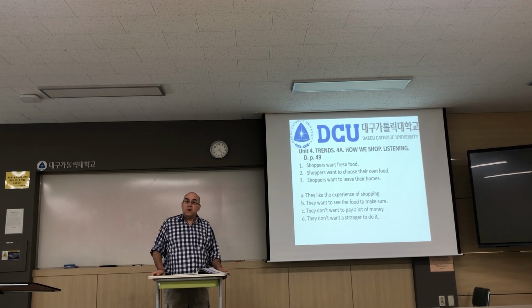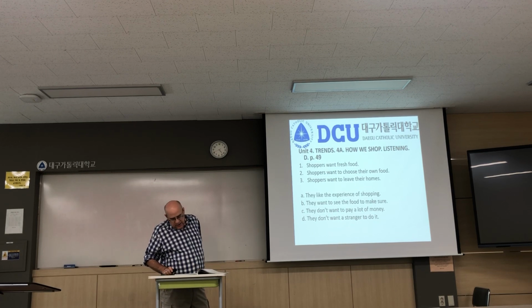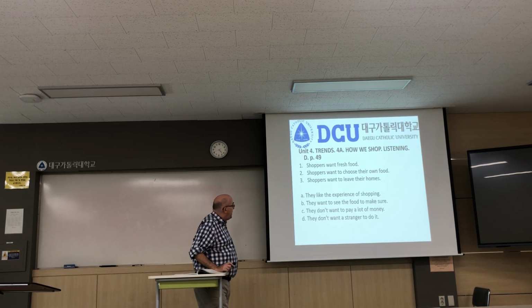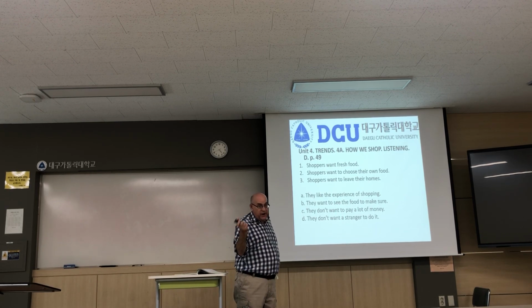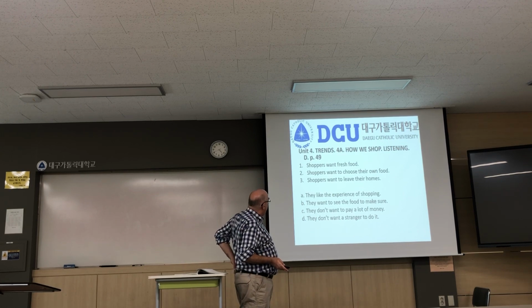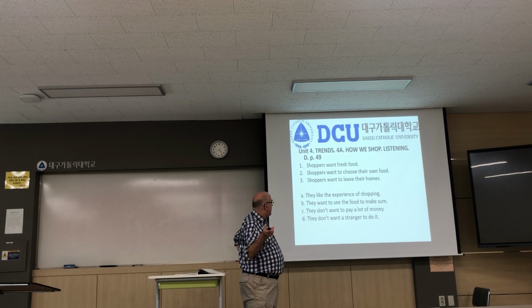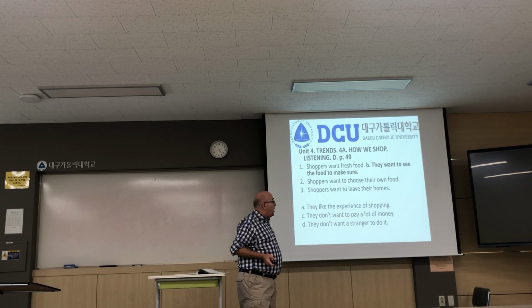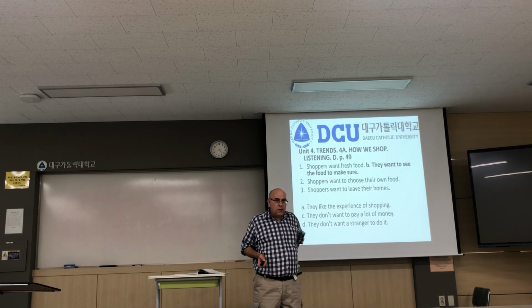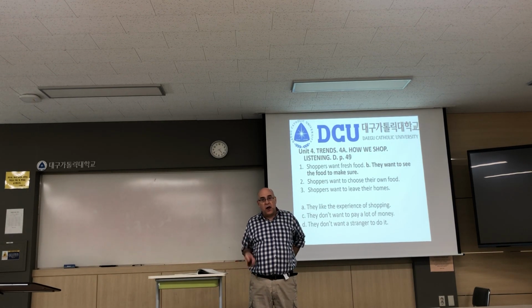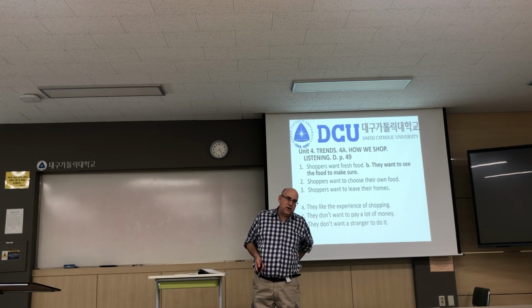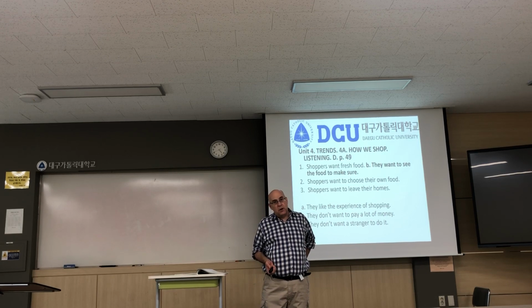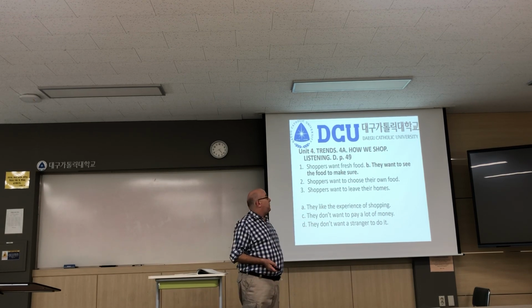All right. Simple enough. So matching A, B, C, D, number one. I hope you're doing these as you listen, please. I hope. That's what we're here for. Number one, shoppers want fresh food. Is B, they want to see the food to make sure. Because if you buy a fish online, how do you know if that fish is really good? How long ago was it caught? Huh? You don't know. But if you're there at the store, you can tell.